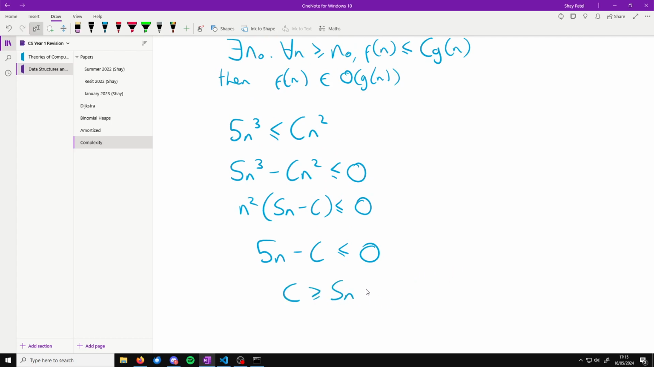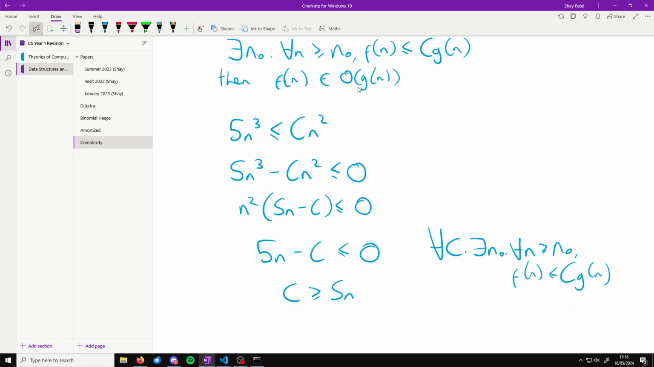So if we choose some arbitrary constant c and then set our n0 to 5 times that constant, or anything greater than 5 times that constant, then that c is not going to hold. The c has to be greater than or equal to 5 times n0. And so we've shown that for all values of c, there does not exist an n0 such that for all values of n greater than or equal to n0, f of n is less than or equal to c times g of n.